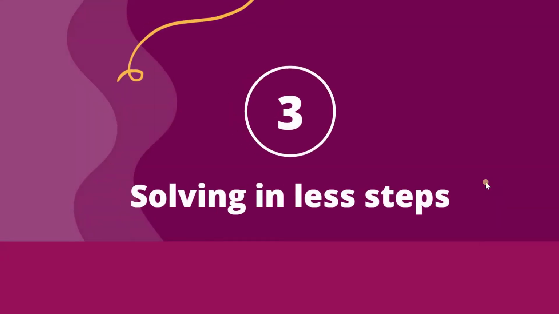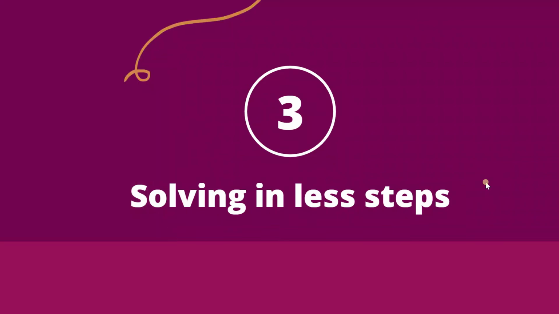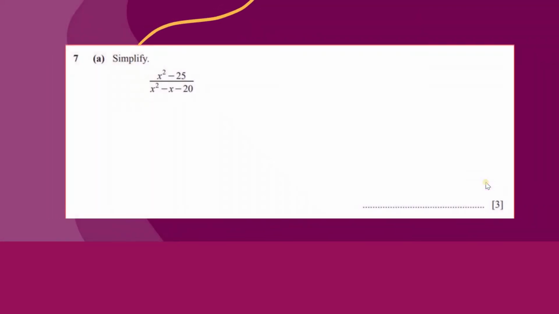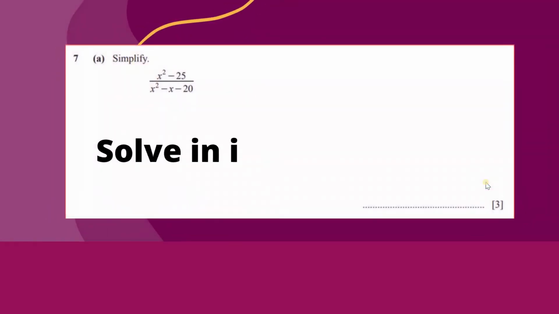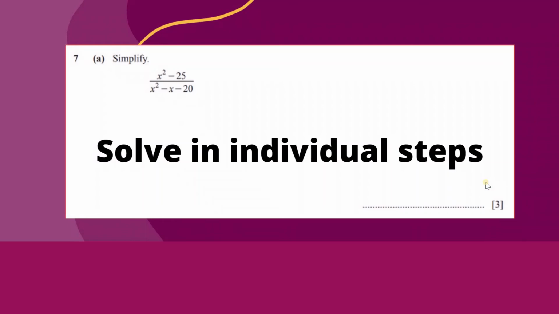Number 3, solving in less steps. We've all been guilty of this. Usually, when we want to solve quickly, we use the least number of steps to arrive at the solution. After all, how does it matter if the final answer is correct, right? Wrong. In math, especially algebra, we have stepwise marking. So for each step, you'll be awarded a score. This way, even if your final answer is wrong, you'll at least score a few marks for the steps. So remember, the next time, solve in individual steps. Make sure you show your working properly.